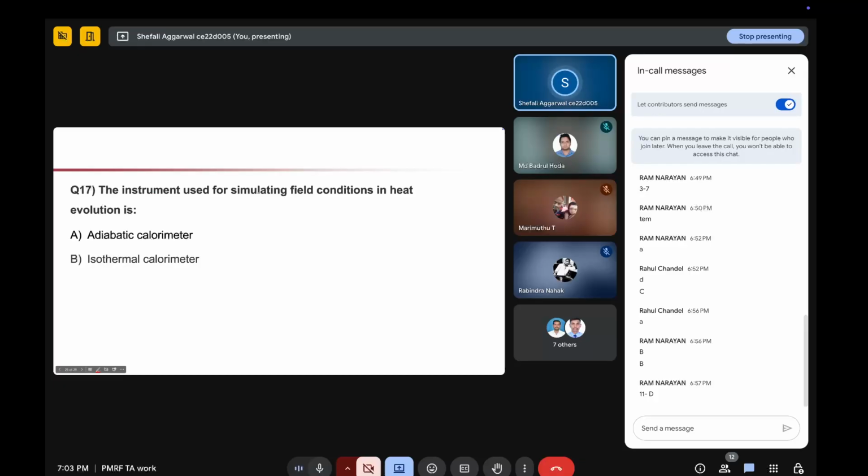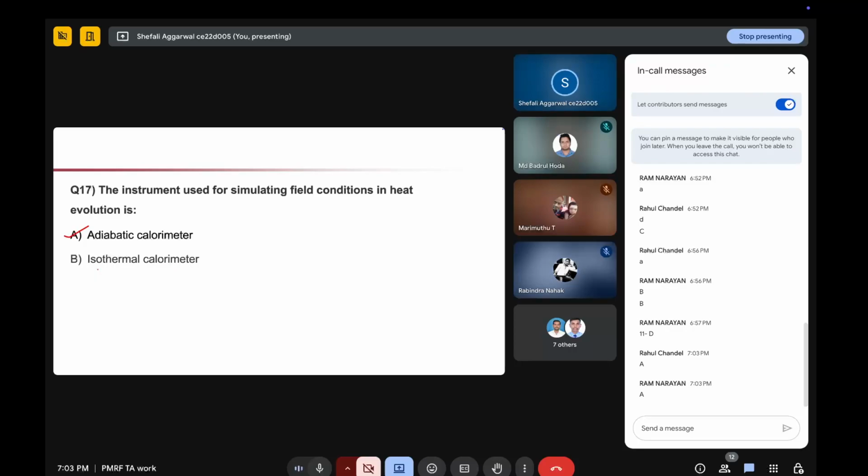So the instrument used for simulating field condition in heat evolution is adiabatic or isothermal? What do you think? A. Okay, adiabatic. Correct. Since we cannot control our temperature on field, adiabatic is more suitable to simulate the field condition.